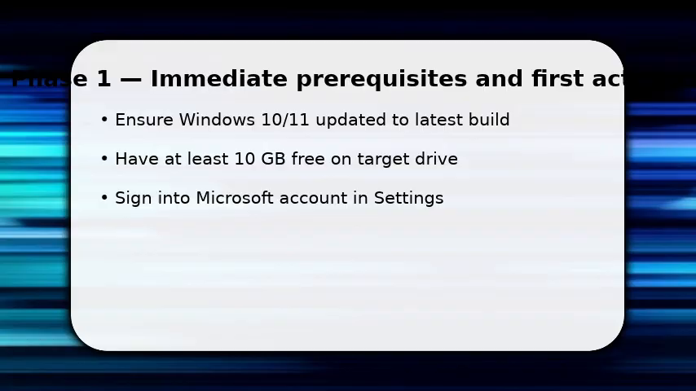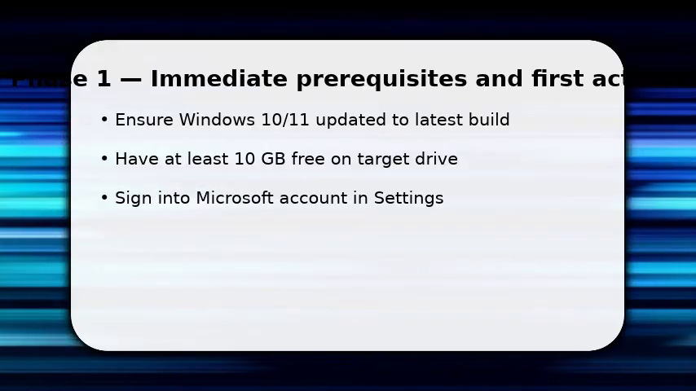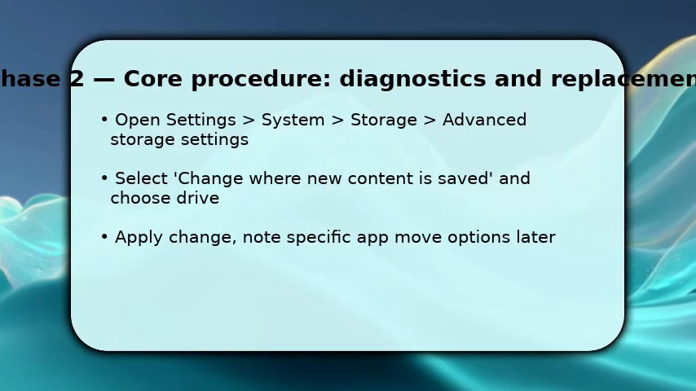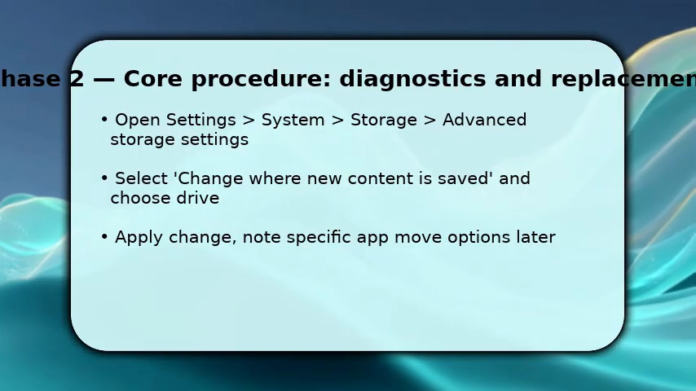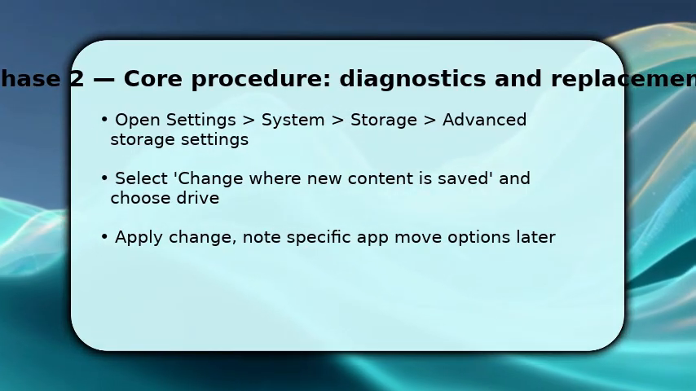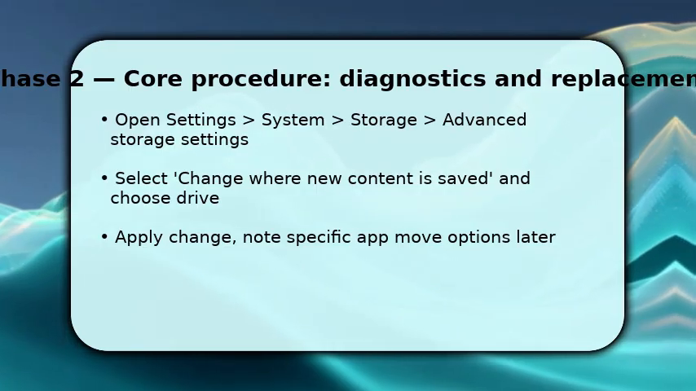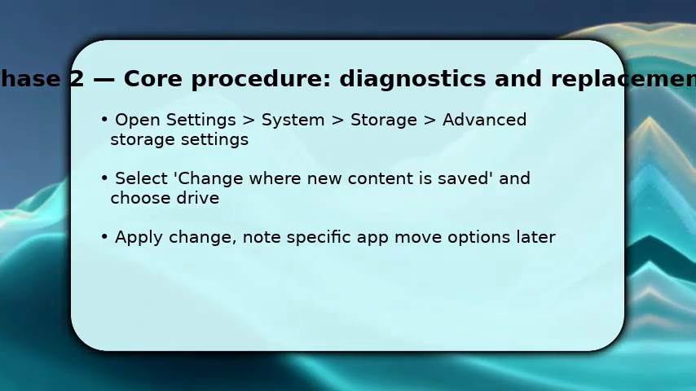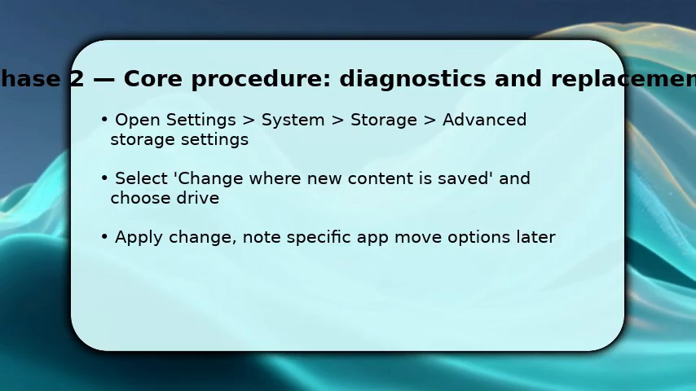This prevents install failures. Now, make sure apps can be moved by checking Advanced Storage Settings before proceeding to change defaults. Once in Advanced Storage Settings, select Change where new content is saved. You will see categories for apps, documents, music, and more. Focus on where new apps will be saved. Choose the target drive from the drop-down and click Apply.